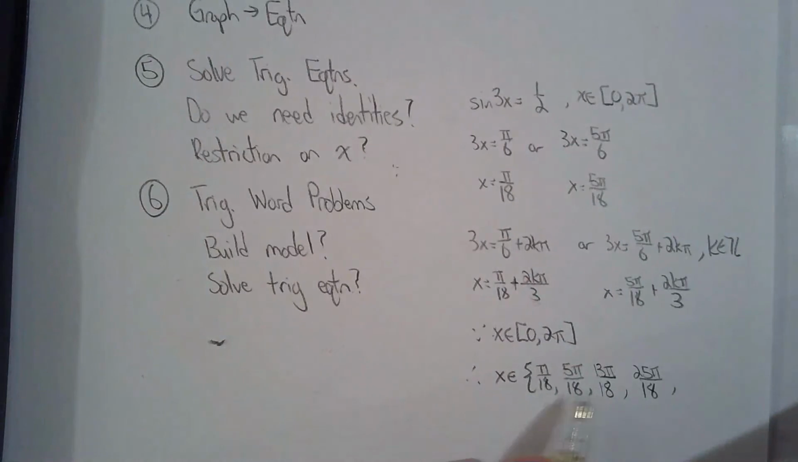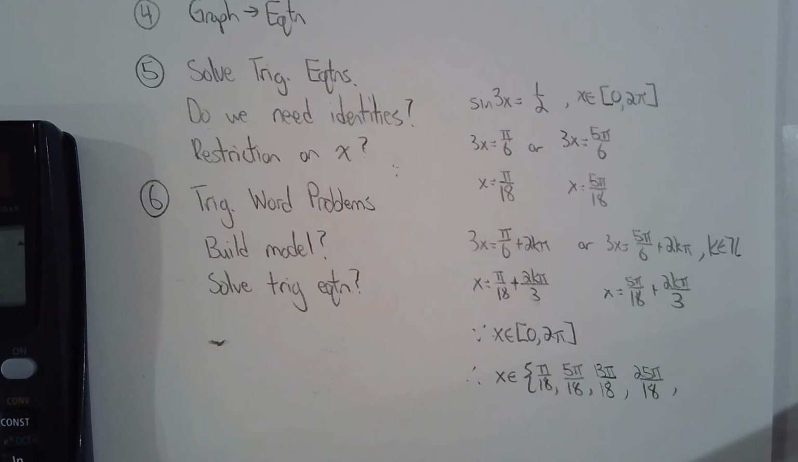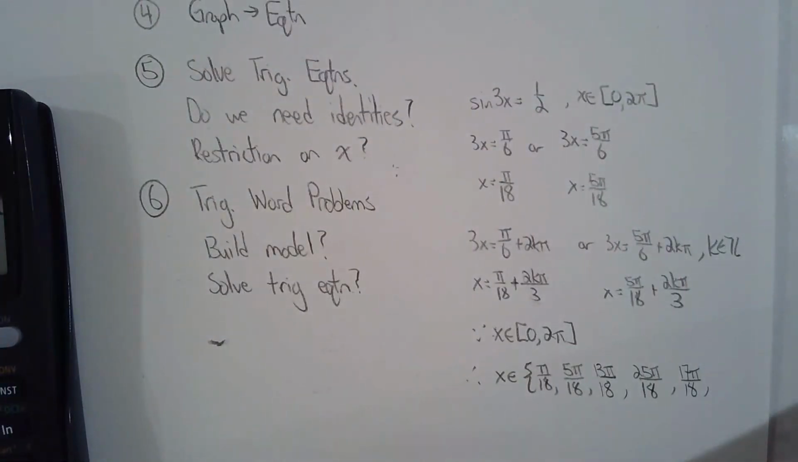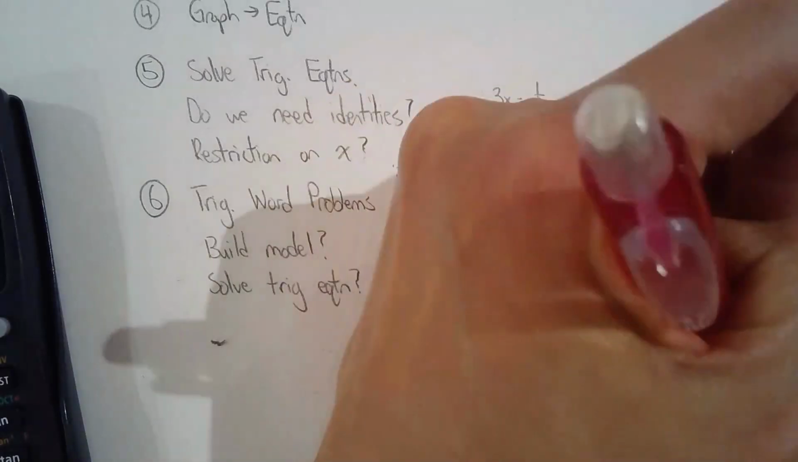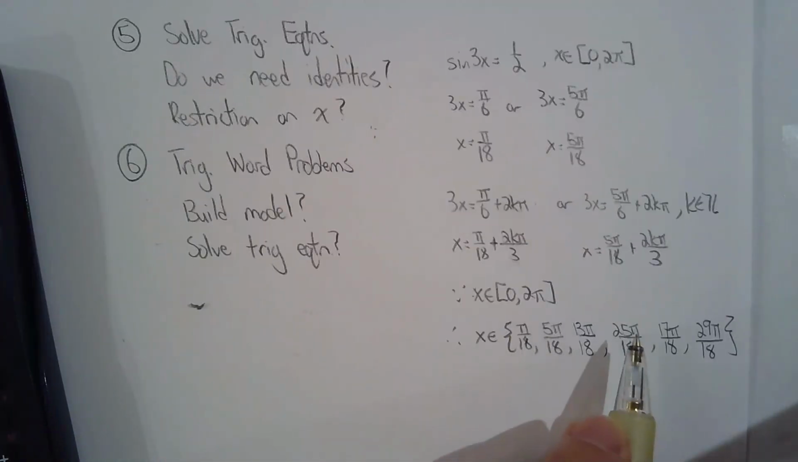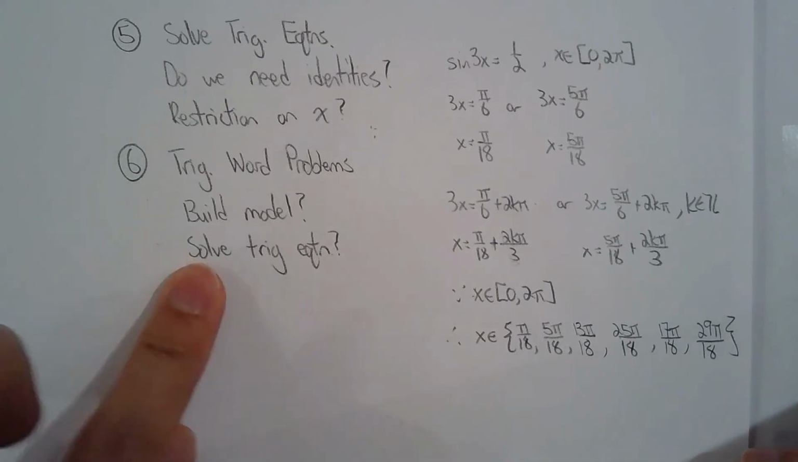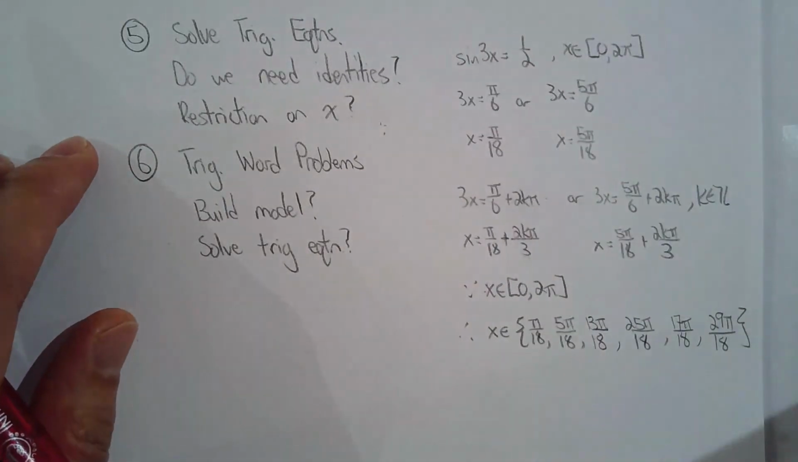And I'm going to take 5 pi over 18 and add 2 pi over 3. So that's 17 pi over 18. And then do it one more time. So that's 29 pi over 18. And I assure you, these 6 answers are all values of x from 0 to 2 pi, so these are all acceptable. Okay, and there's my 6 answers that I expected. So be wary, because this is a very common question on a test.